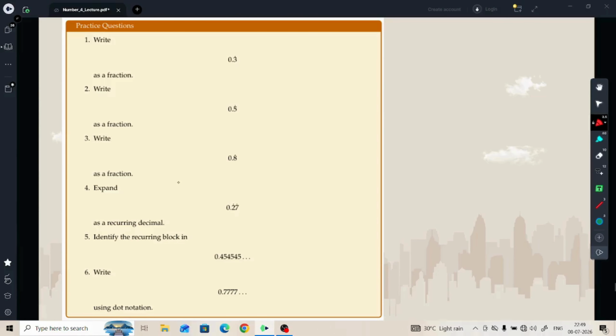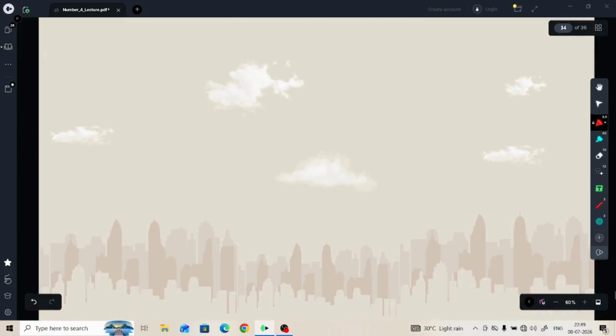This is again for your practice. Please do it. Practice will make you perfect. This is 0.454545, so you can write this as 0.45 bar, and you can go with a similar process which I told you. You can convert it into a fraction also.